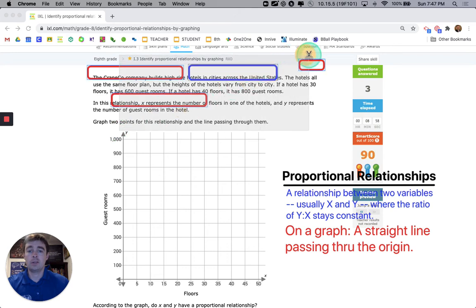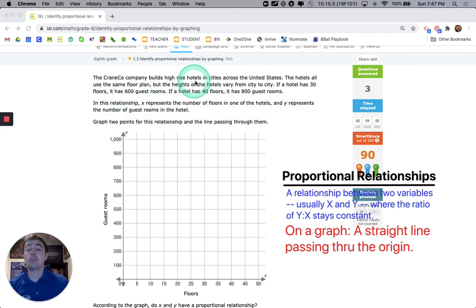It says the Crane Company builds high-rise hotels in cities across the U.S. The hotels use the same floor plan, but the heights of the hotels vary from city to city. If a hotel has 30 floors, it will have 600 guest rooms. If it has 40 floors, it'll have 800 guest rooms. So we'll go ahead and graph those. The numbers are bigger now, but it's largely the same stuff.